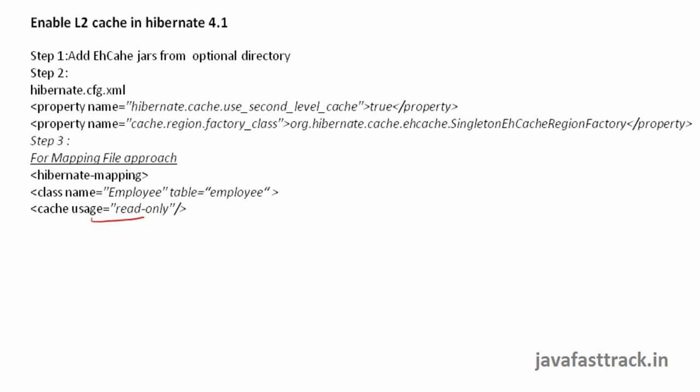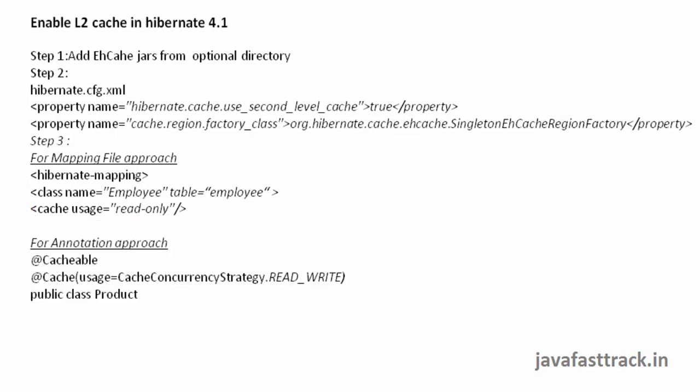You should put this under the class element. So go to the Hibernate mapping file. Under the class name equal to employee, you have to add cache usage equal to read only. This is for the programs which use a mapping file.